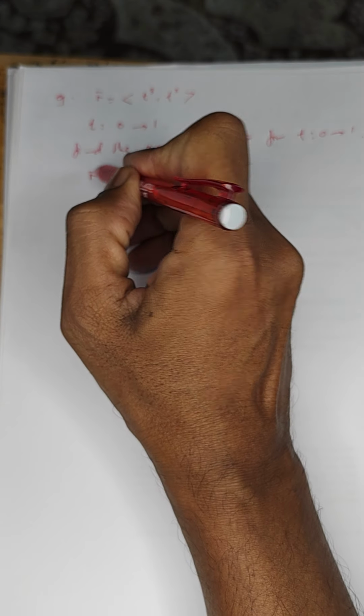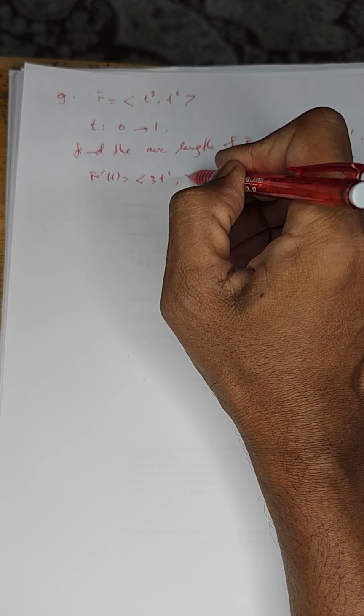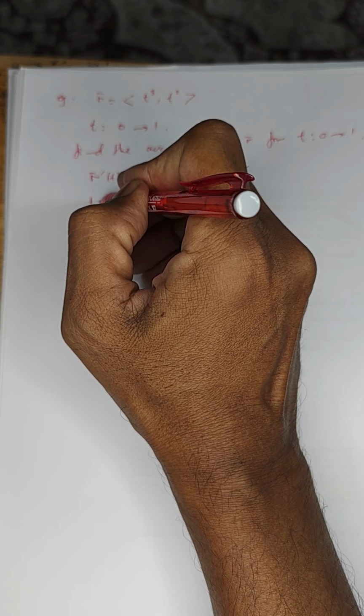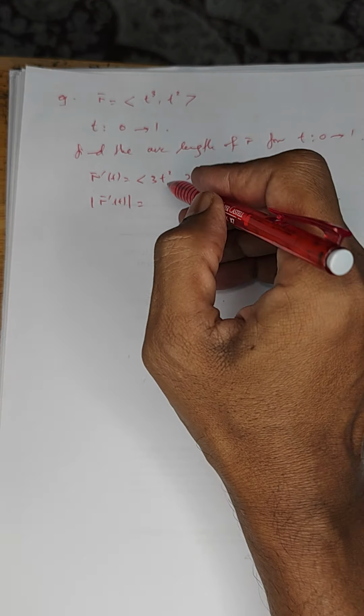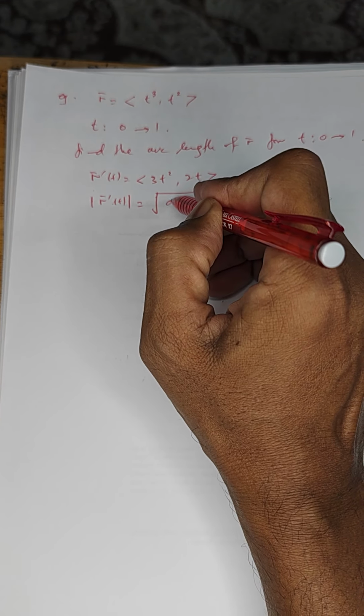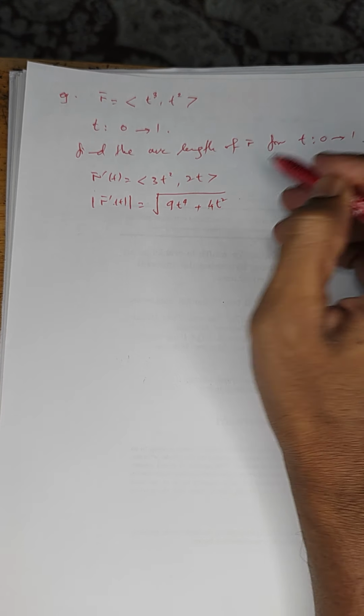First of all, you need to differentiate those and find the magnitude. You get 3t squared, 2t, and the magnitude of those is the square root of 9t to the 4 plus 4t squared. Okay, so integrating this is not easy. You need to do some substitution and so on and so forth.